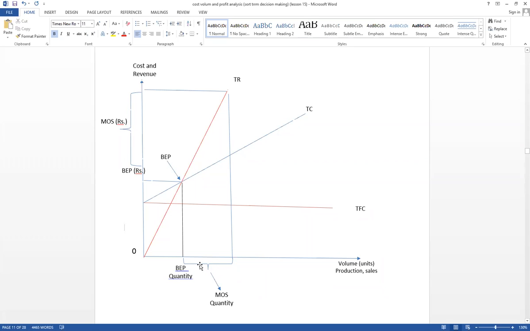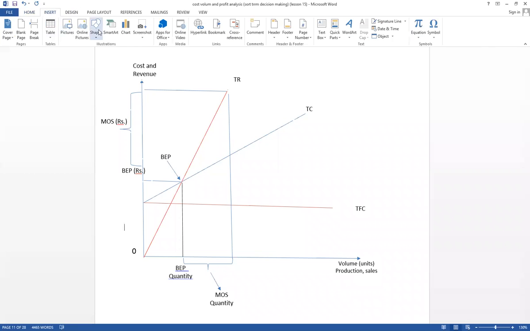Therefore, to generate profit, there should be margin of safety. Therefore, this is the profit. Think about this one, very important. Total revenue, think about total cost. Total revenue higher than the total cost. Therefore, this is the profit. Therefore, you have to know how to disclose profit also. Profit. Therefore, this side available profit.